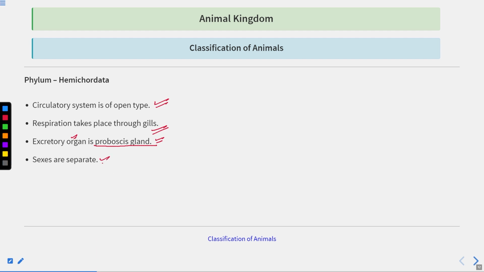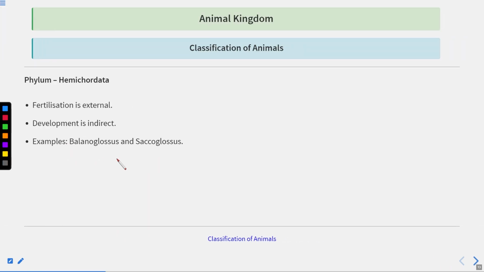And sexes are separate. So they are having two individuals, male and female. So they are having different sexes. So circulatory system is open type, respiration takes place through the gills, excretory organ is proboscis gland, and sexes are separate.